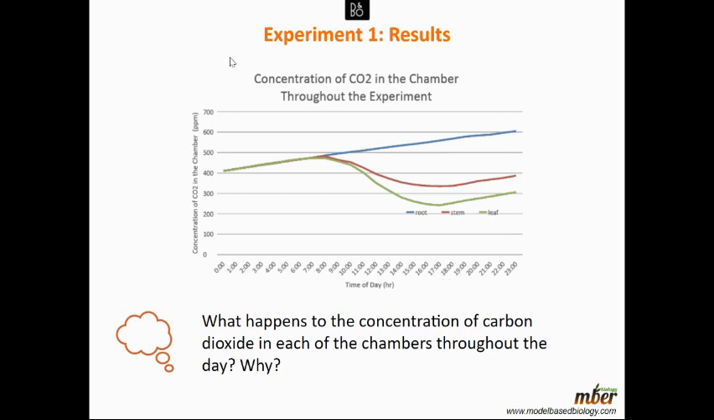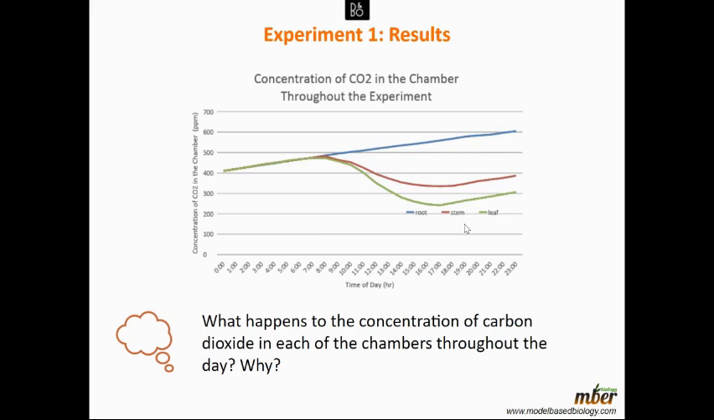So here are the results. It is measured in concentration of carbon dioxide in the chamber throughout the experiment. So here's the concentration of carbon dioxide in the chamber on your y-axis, and time of day on the bottom, or the x-axis. So in the blue here is the root system, so just the roots, and it's measuring carbon dioxide. So it looked like the carbon dioxide was slowly increasing.